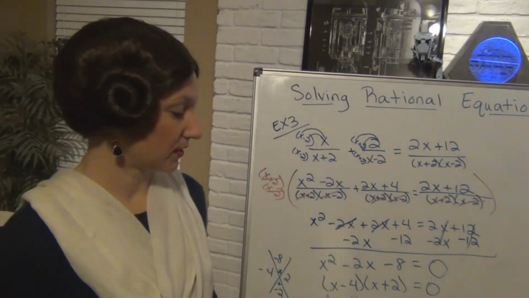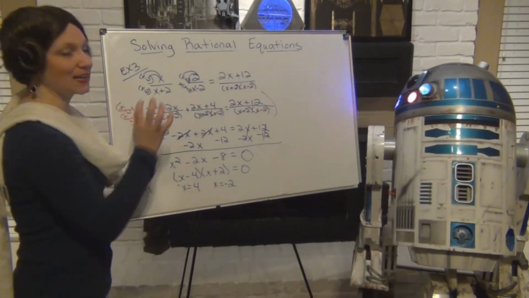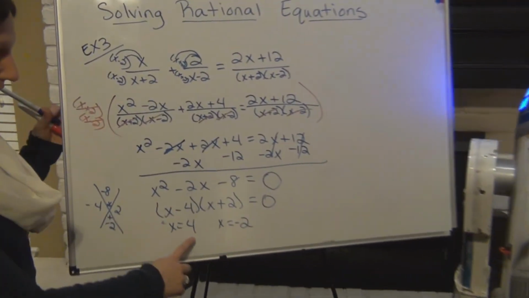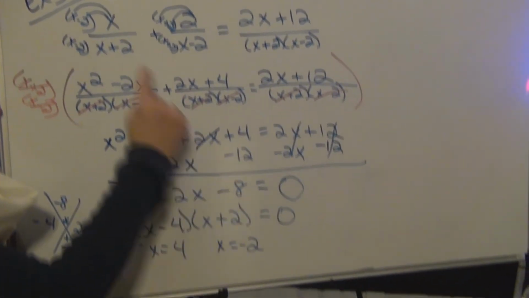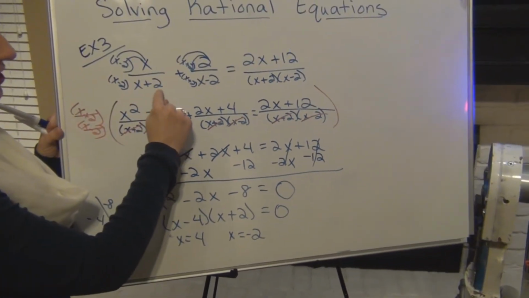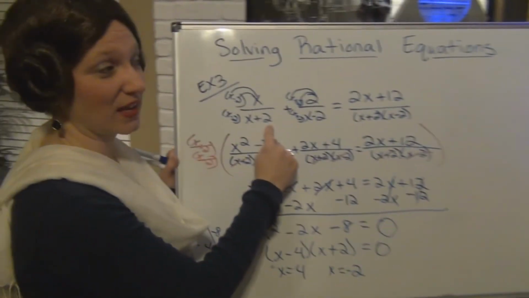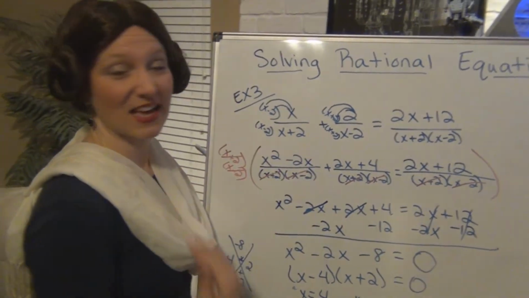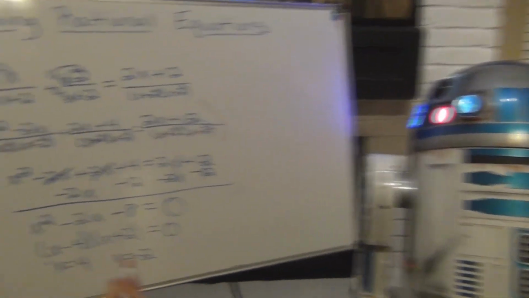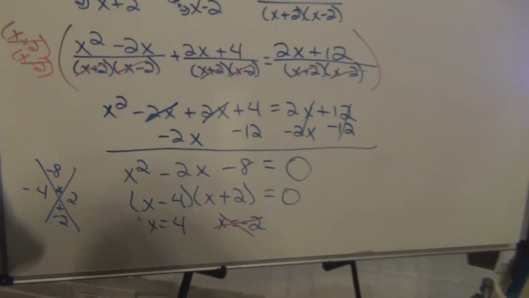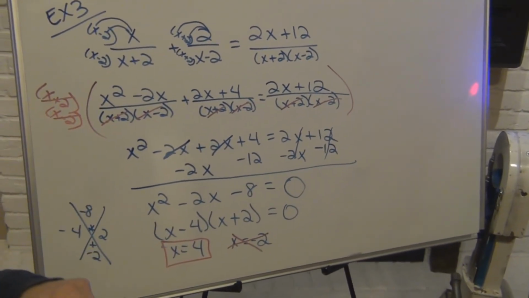Now, our very, very last step is to check to make sure that neither of these are extraneous solutions. What I mean by that is when I plug them back into the original problem, it cannot cause me to divide by 0. So if I plug in 4, we're going to be okay. But when I plug in negative 2 right here, negative 2 plus 2, you're right, R2, 0. That's undefined. We can't do that. So we know this is an extraneous solution. It does not count. X equals 4 is our only solution.